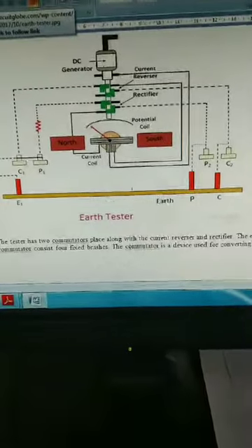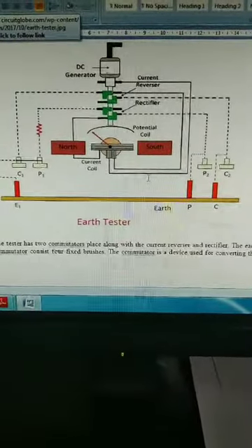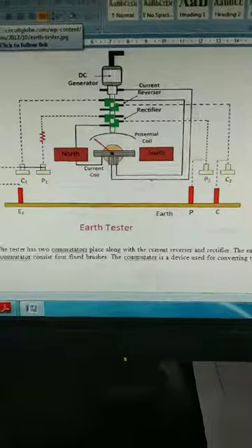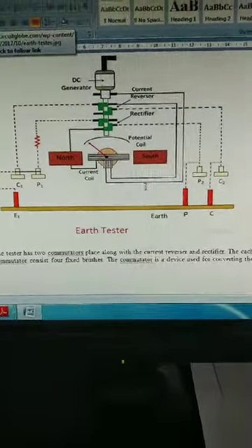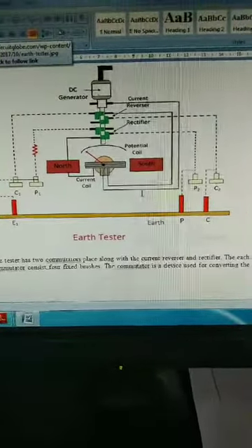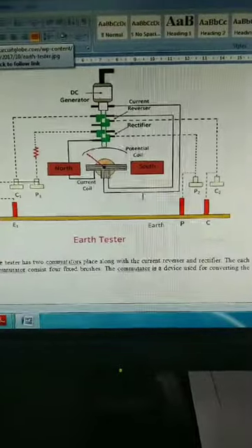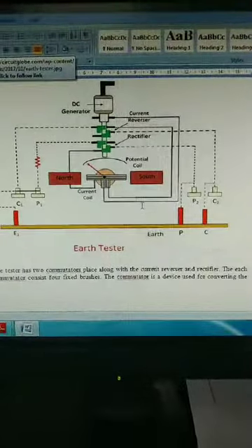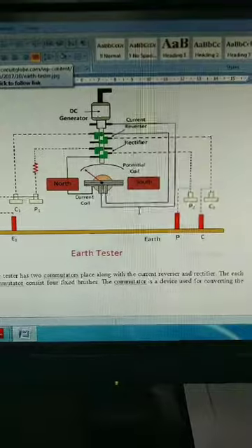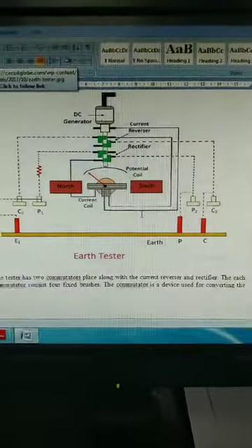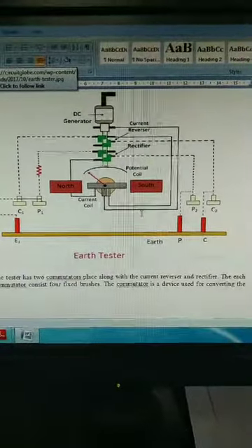The tester has two commutators. What is the use of a commutator? The tester has two commutators, one with the current reverser and another with the rectifier. Each commutator consists of 4 fixed brushes, because a commutator consists of brushes.